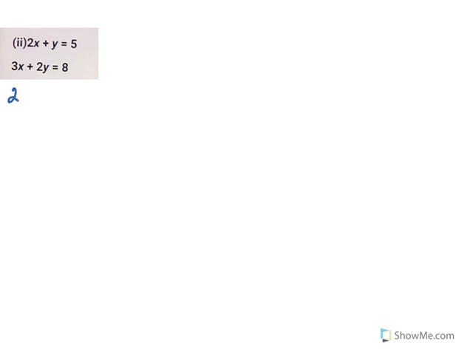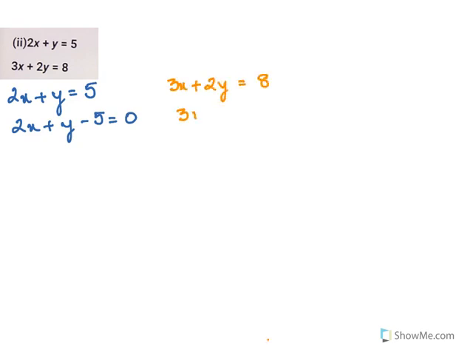Here again we got two equations. I'm going to write this as minus 5 equal to 0, and the next one is 3x plus 2y equal to 8, and I'm going to write 3x plus 2y minus 8 equal to 0. Now let's put in a1. This will be your a1 over here. Your a2 will be this.